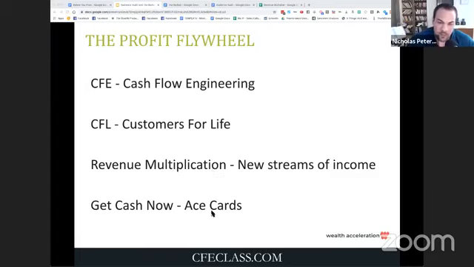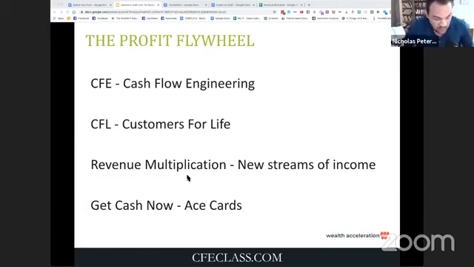And get cash now. We'll talk about that as well. It goes into cash flow engineering. It's built into customers for life, and the revenue multiplication as you add streams of income. We want to develop the ability to generate cash on demand. Right? There are many, many reasons we might need to pull what I call an ACE card, which is the ability to dive in and generate 50 grand, 100 grand, 20 grand on demand.